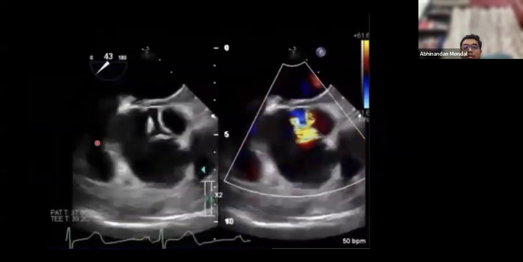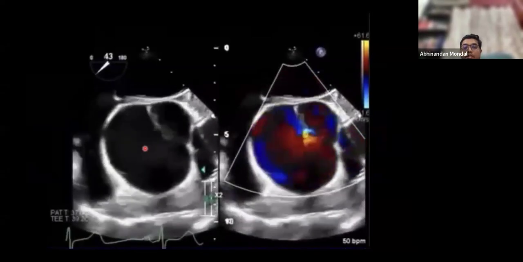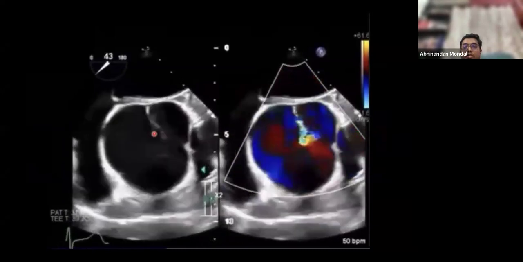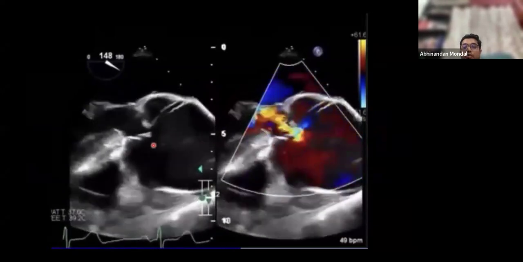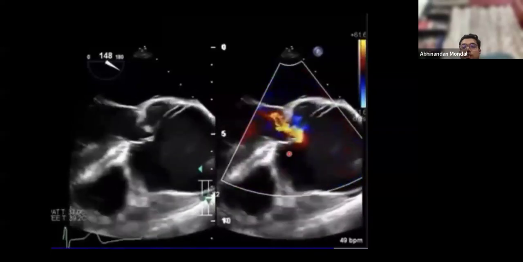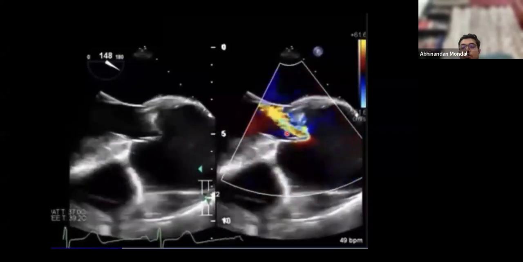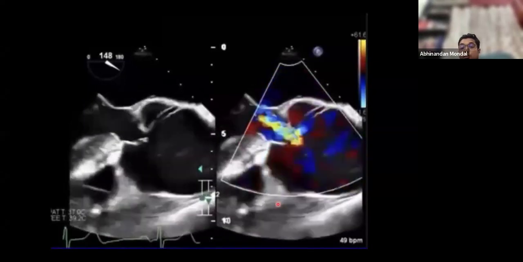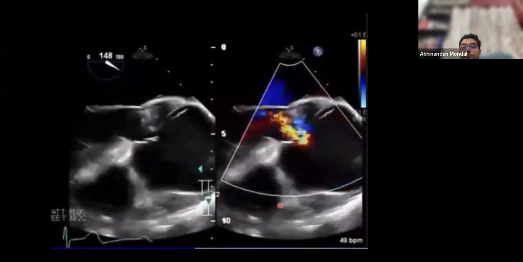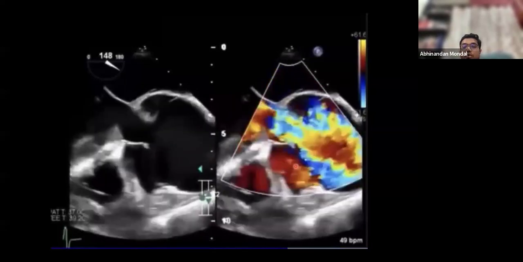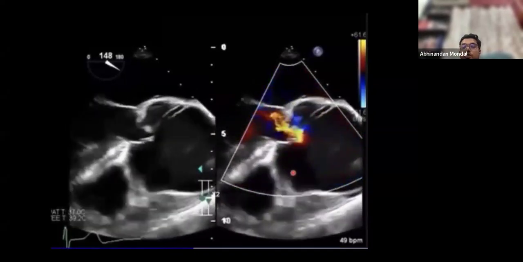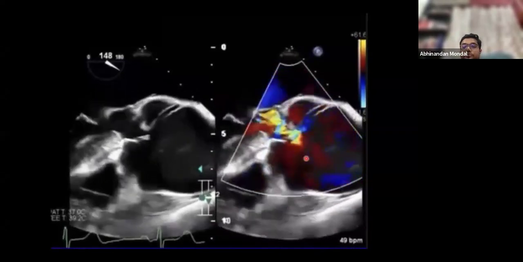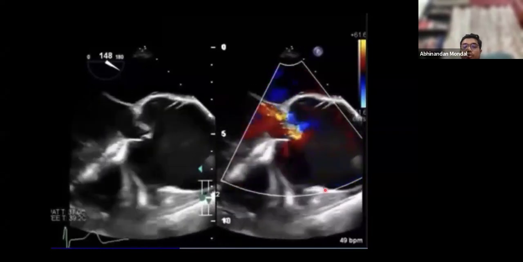Here you can see over here the root is dilated and there is a central coaptation defect. Now you can see there is a central defect and there is a root dilatation. It is an aortic root aneurysm. And you can see over here there is flow acceleration during systolic flow as well. It is due to increased flow.